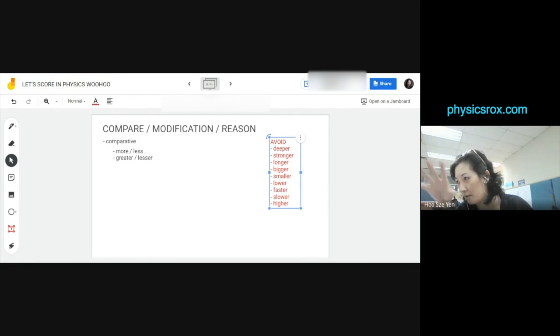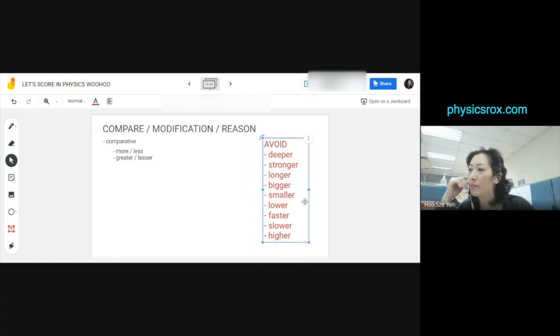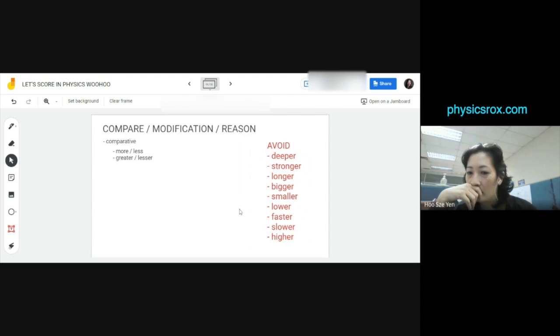As long as it's along the lines of these, you all understand why you need to avoid these terms? I'm not saying it's wrong, but we try to avoid them because these terms are vague. They're also usually linked to a specific characteristic, which then causes confusion on the side of the students. So deep is about depth, high is about height. Long can be for time, can be for length. Strong is specifically strength, right? Big, small is size. Fast, slow is about speed.